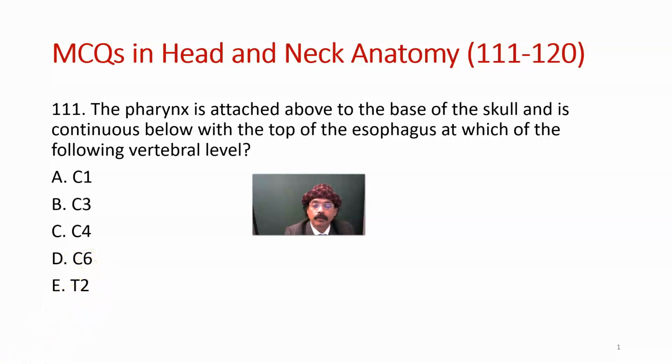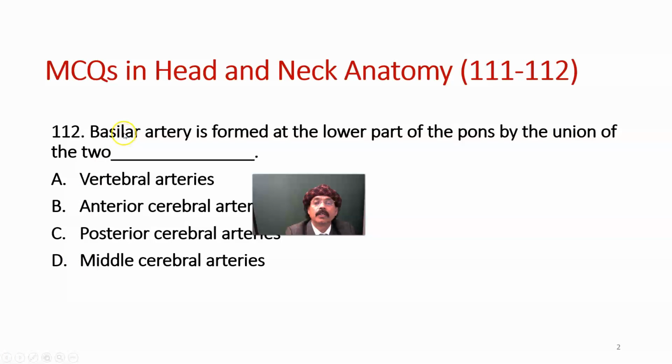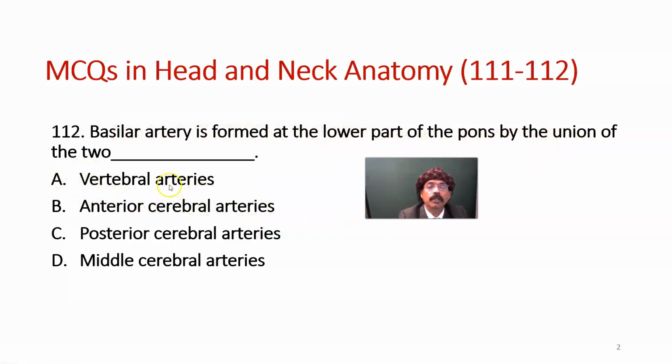Okay, we got that. Now we'll go to the second question. The basilar artery is formed at the lower part of the pons by the union of two arteries. What are these two arteries? Two vertebral arteries, two anterior cerebral arteries, two posterior cerebral arteries, two middle cerebral arteries. Answer should be two vertebral arteries.